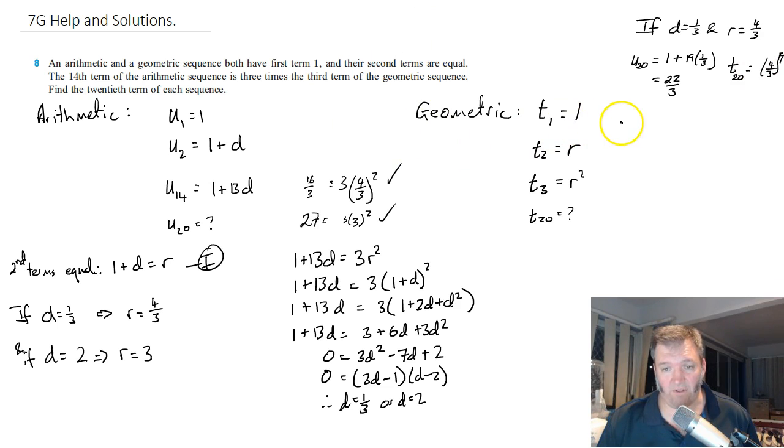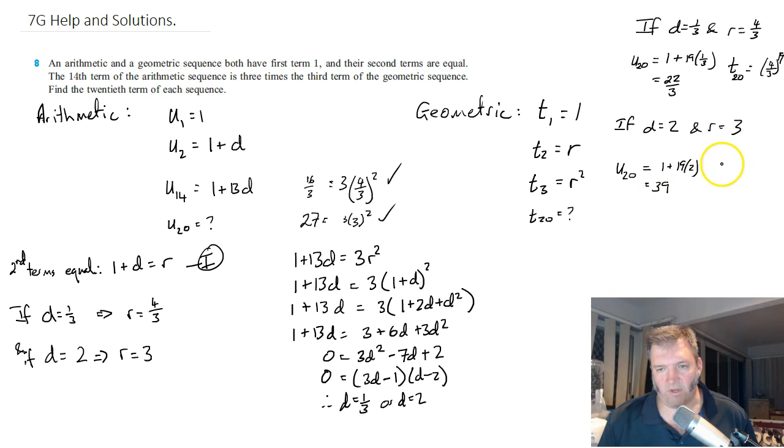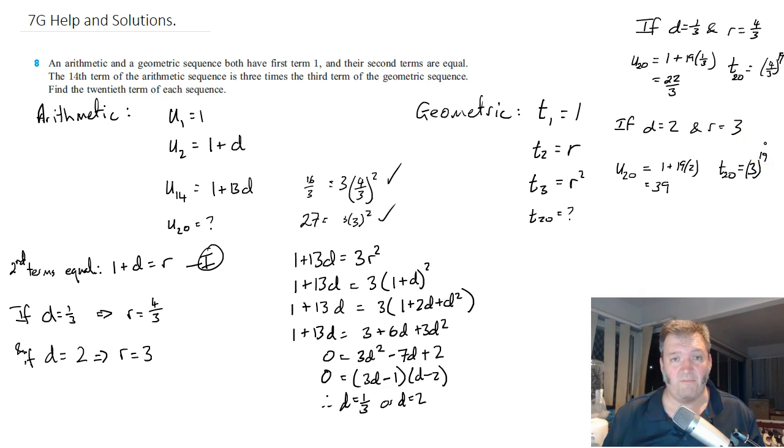If we're going with the other values, so if D equals 2 and R equals 3, what am I going to get? U20, it's the same structure. It's going to be 1 plus 19 times 2. U20 will be 39. T20 is going to be 3 to the power of 19, which is going to be a pretty enormous number.